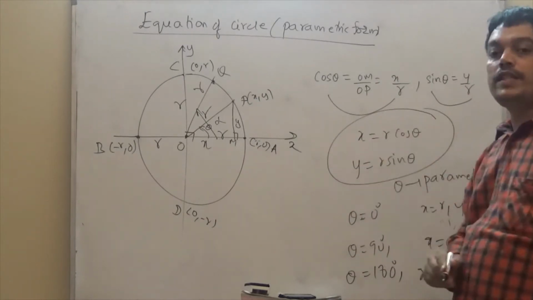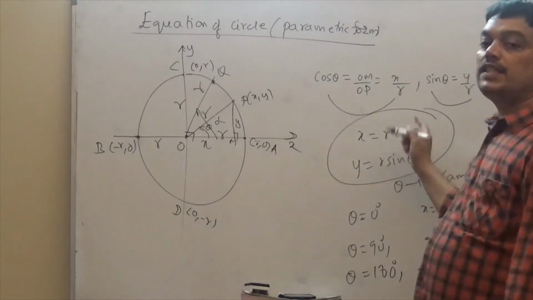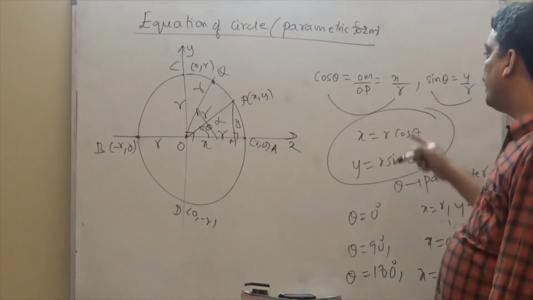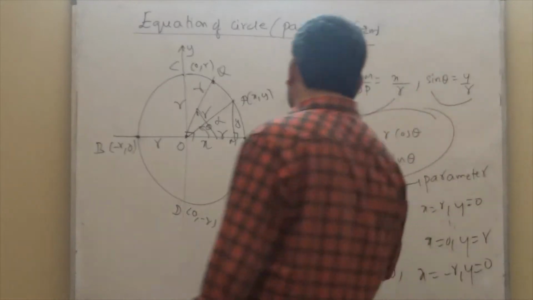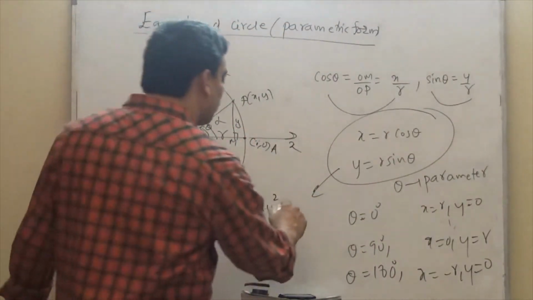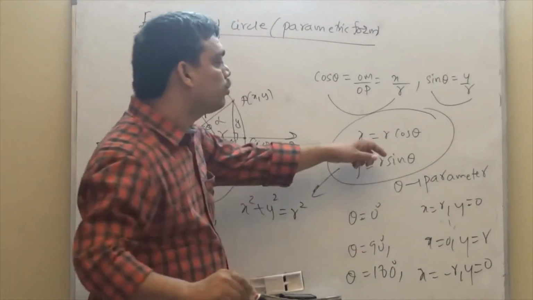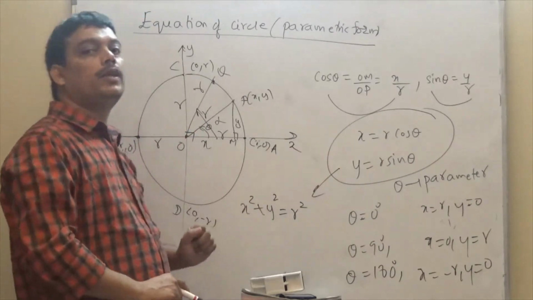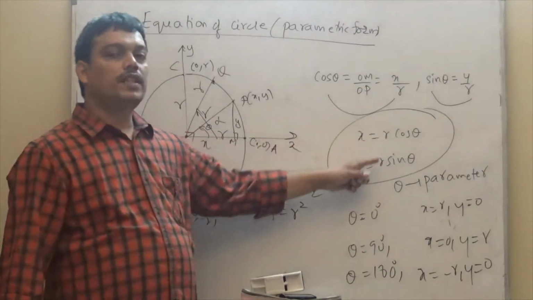So we can therefore say that this equation is the parametric equation of the circle. And you can obviously see here, when you eliminate theta by squaring and adding these two, you will get x square plus y square equal to r square, because on the right-hand side cos square and sin square will add to give you 1, because we have a trigonometric identity, cos square theta plus sin square theta equal to 1.